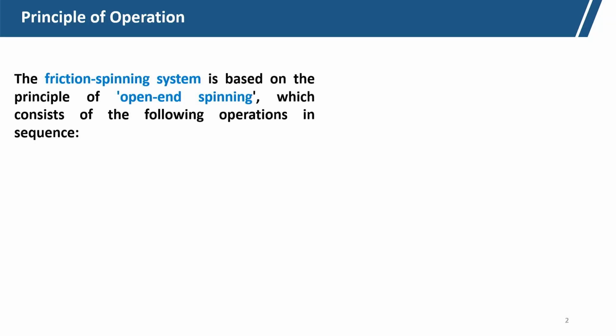Now first let us see what is the principle of operation. Okay. So, friction spinning system is based on the principle of open end spinning. So, initially it was based on open end spinning, but later on we can actually insert a continuous filament or continuous drafted fiber strand also in that case, but the principle is actually based on the surface friction. Okay.